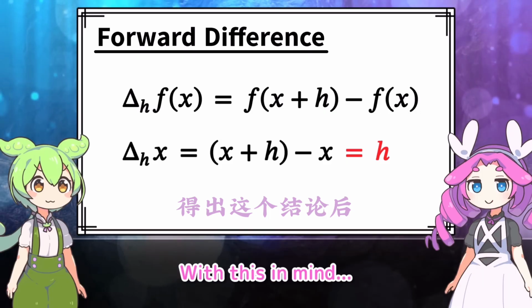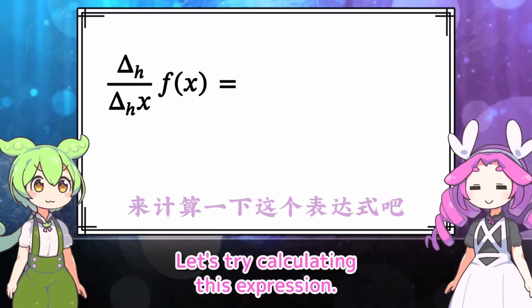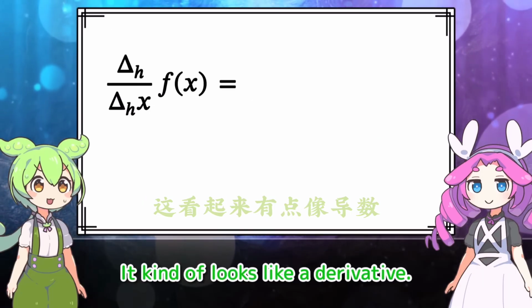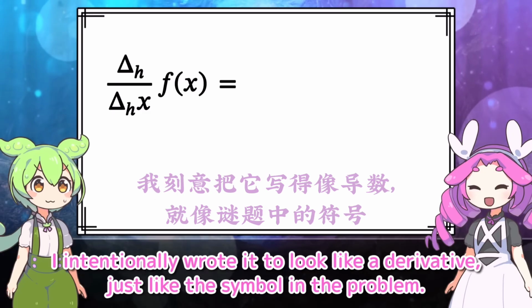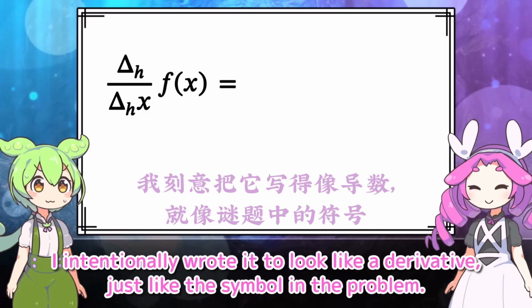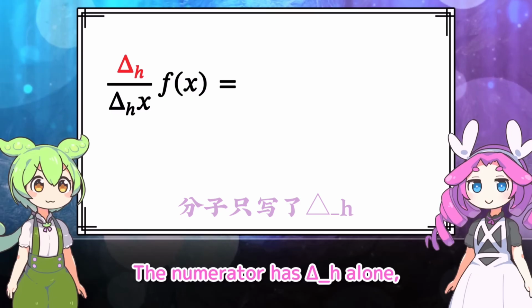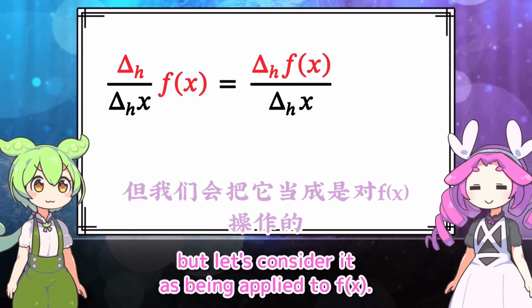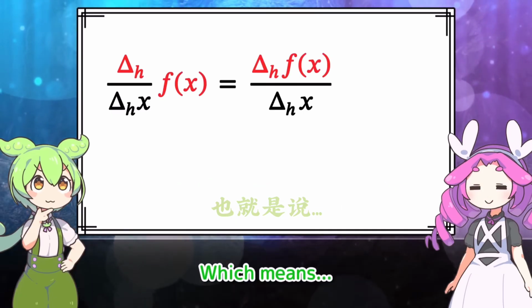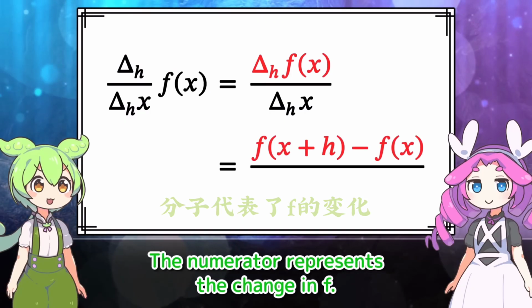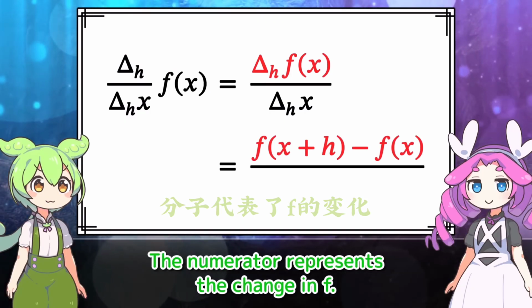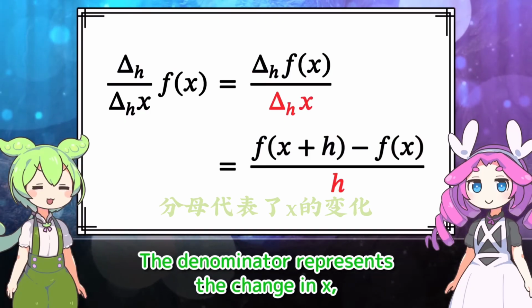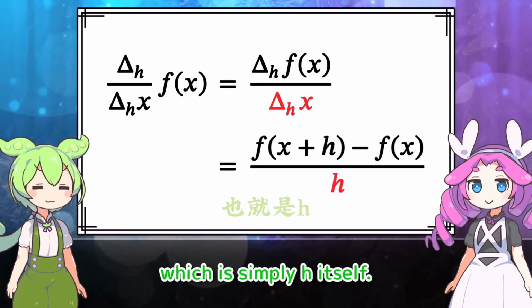With this in mind, let's try calculating this expression. It kind of looks like a derivative. I intentionally wrote it to look like a derivative, just like the symbol in the problem. The numerator has delta h alone, but let's consider it as being applied to f of x. Which means, the numerator represents the change in f. The denominator represents the change in x, which is simply h itself.